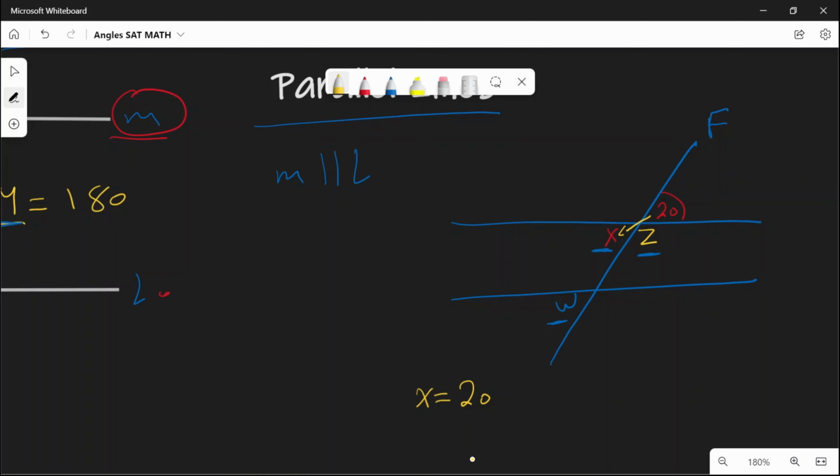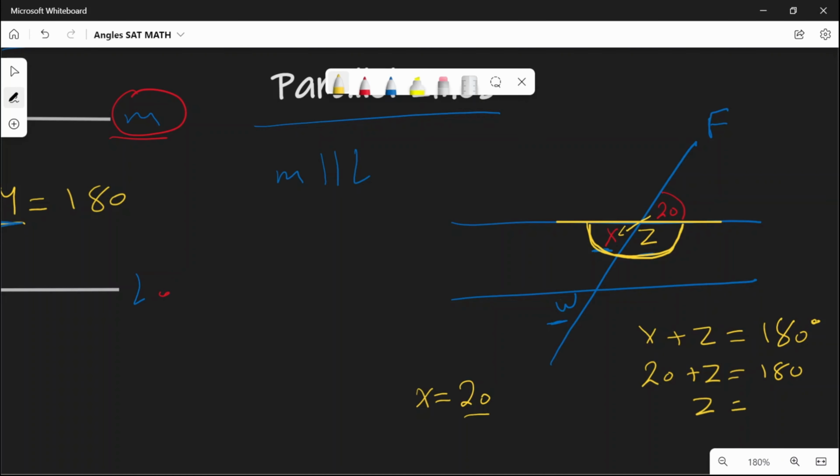Now we know that x and z, both of them are based on the same line, so x plus z is equal to 180 degrees. And we know that x is equal to 20, so 20 plus z is equal to 180, and z is equal to 160 degrees. So the value of angle z is equal to 160.